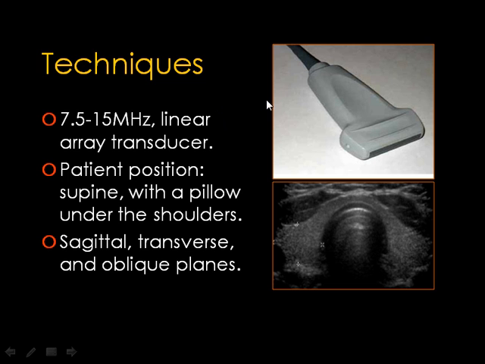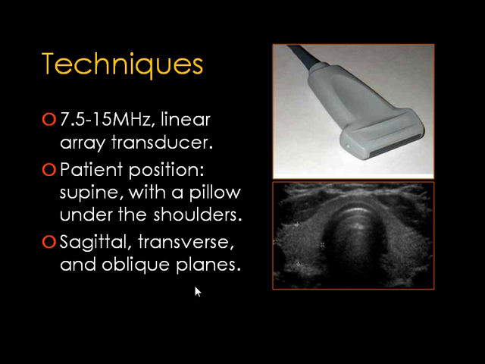Sonographic techniques. The thyroid gland should be examined with a high frequency of 7.5 to 15 MHz linear array transducer. Patient is placed in supine position with a pillow under the shoulders to provide hyperextension of the neck. Scanning should be done in a sagittal, transverse, and oblique planes to optimally visualize the common carotid artery, internal jugular vein, both lobes of the thyroid, as well as the isthmus.